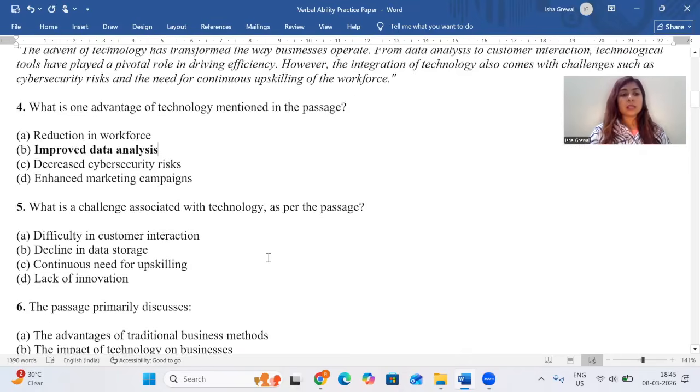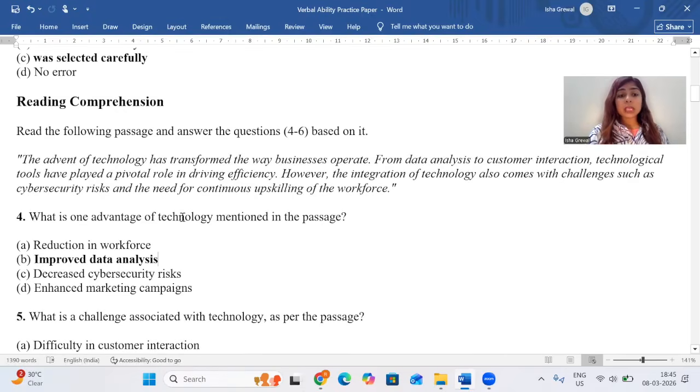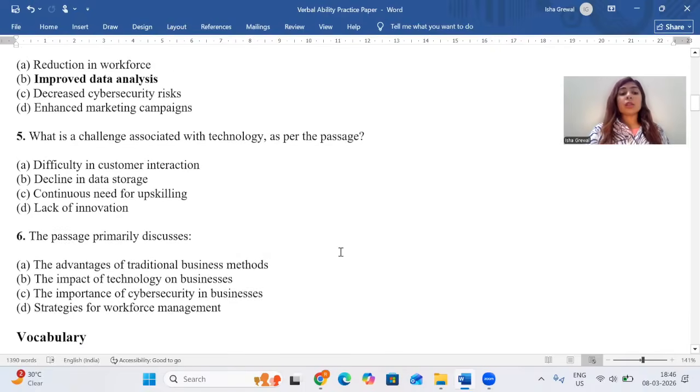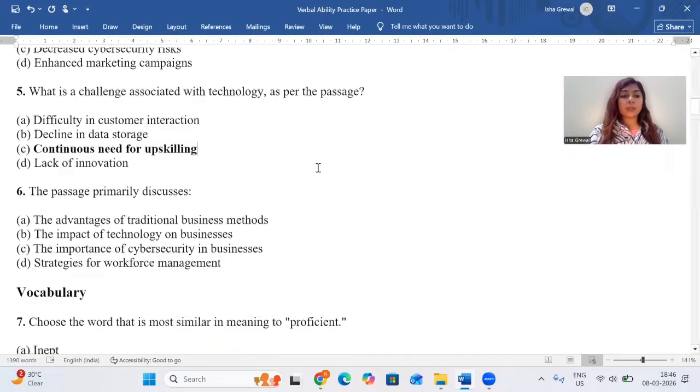Improved data analysis. What is a challenge associated with technology as per the passage? We already talked about increased cybersecurity risk. That is one challenge, right? Then what else is there? There is a continuous need of upskilling, right? It is very clearly said that there is a need of upskilling the workforce. So obviously, if the option of cybersecurity is not mentioned, this is going to be your correct answer. There is a lot of need of upskilling the workforce. That is the challenge associated with technology as per the passage.